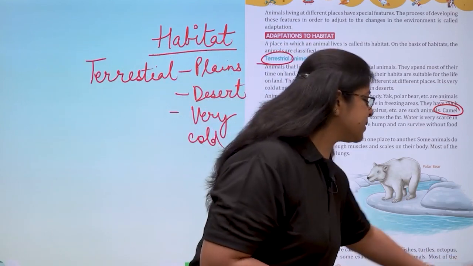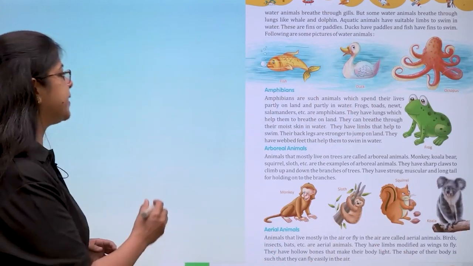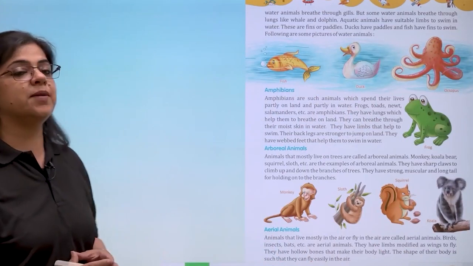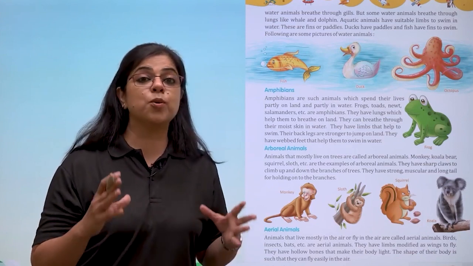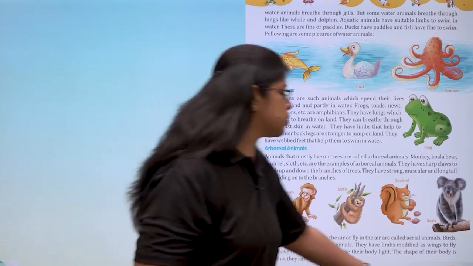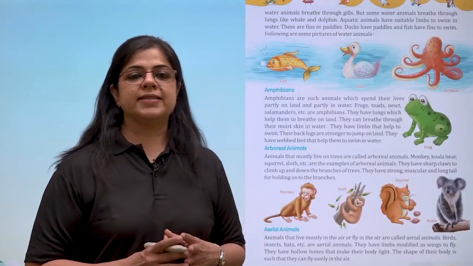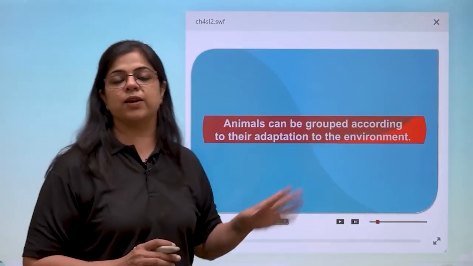Now, the next category of habitat that we are going to talk about is aquatic animals. Aquatic animals are the animals that live in water. There are also birds like ducks that live in water most of the time. Let us understand about the adaptations of various aquatic animals with the help of this video.